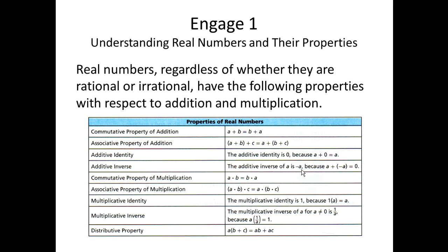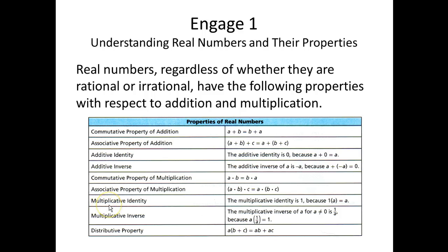For example, the additive inverse of 5 would be negative 5 because 5 plus negative 5 is 0. The commutative property of multiplication just says that it doesn't really matter what order you multiply numbers in, you'll get the same result. Or for any numbers a times b, it's the same as b times a. For example, 2 times 3 is the same as 3 times 2. 10 times 5 is the same as 5 times 10, so on and so forth.